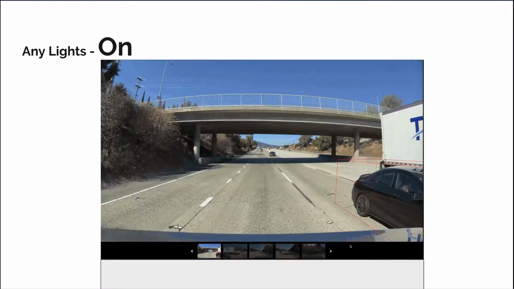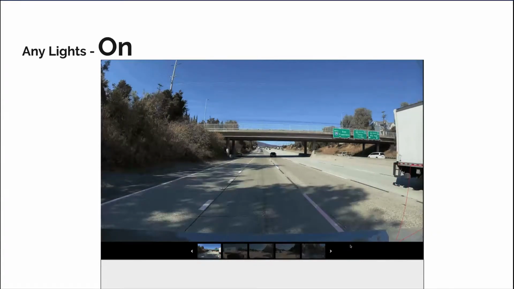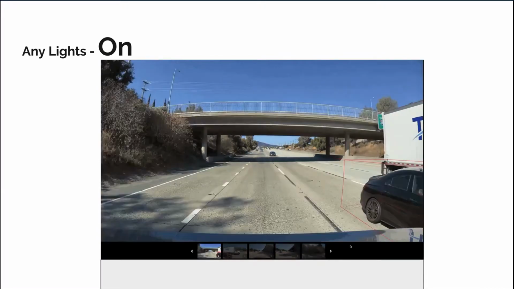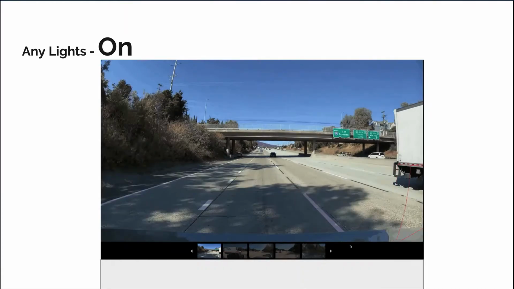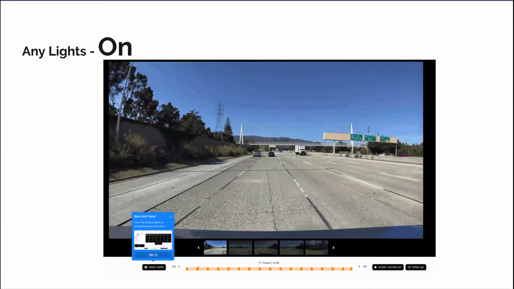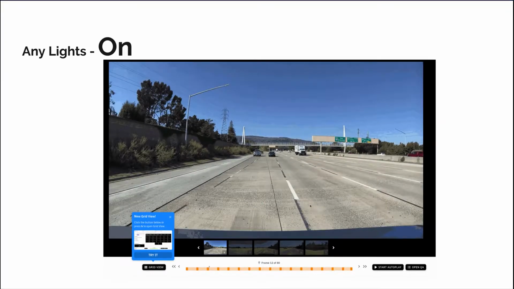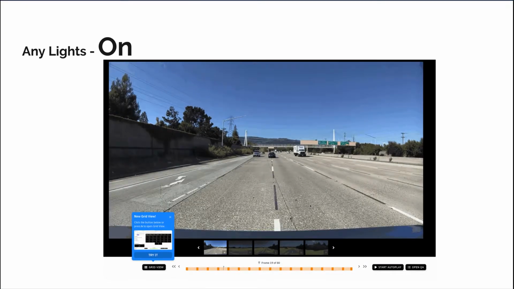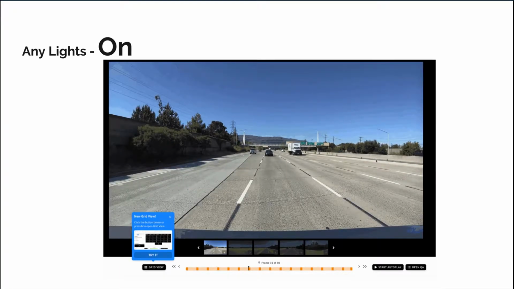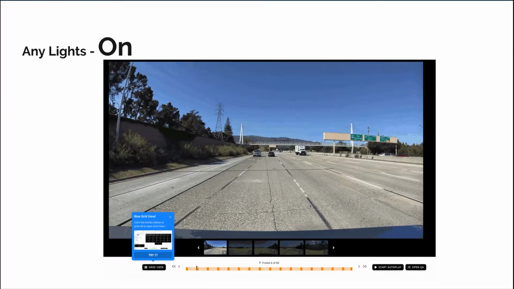So here's an example of a car driving down the road, and as soon as it drives beneath the overpass, we're able to see its headlights are on. So that's an example of when we want to set the any lights attribute to on. And another example here, this car is driving down the road, and for a couple frames, we see its signal light activate. So any lights should be on in this instance as well.